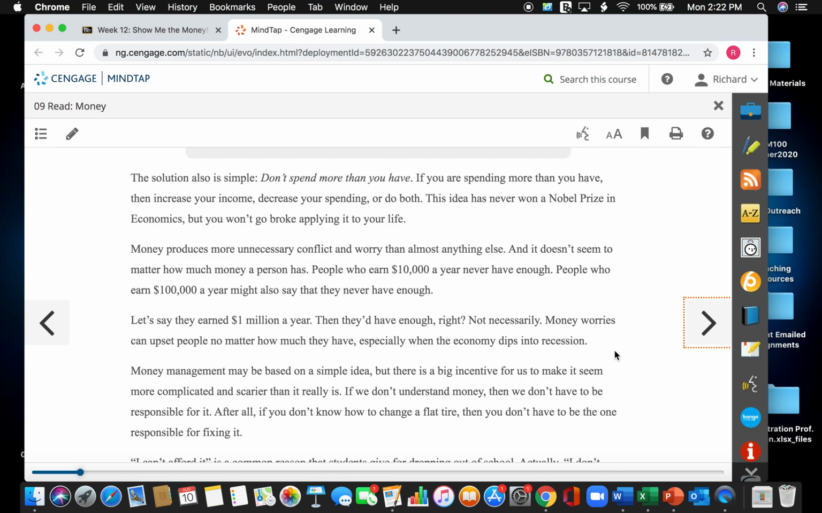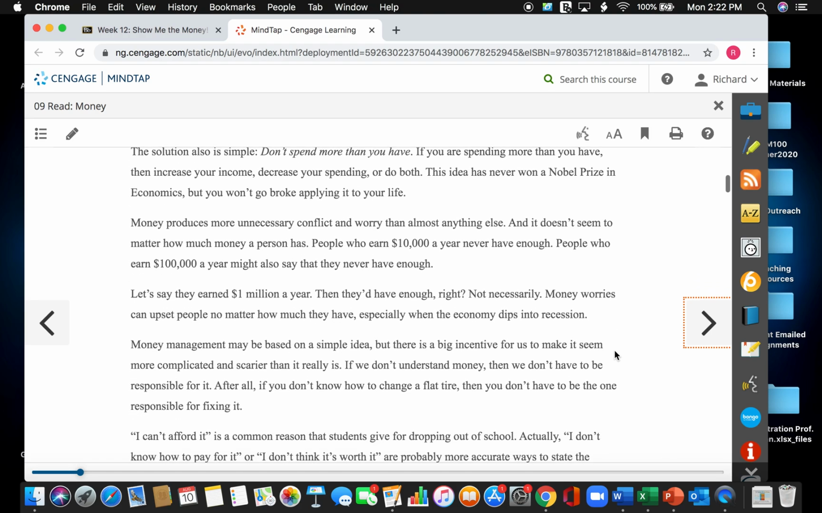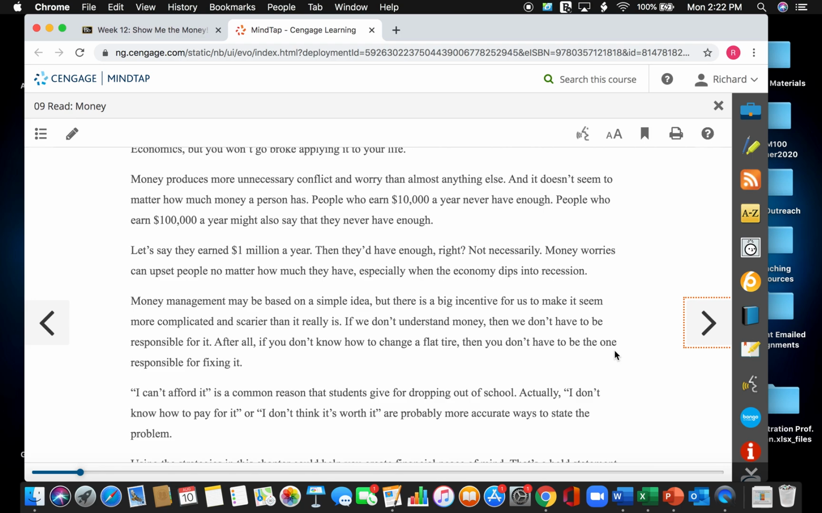Money produces more unnecessary conflict and worry than almost anything else. And it doesn't seem to matter how much money a person has. People who earn $10,000 a year never have enough. People who earn $100,000 a year might also say that they never have enough. Let's say they earned $1 million a year. Then they'd have enough, right? Well, not necessarily. Money worries can upset people no matter how much they have, especially when the economy dips into recession.